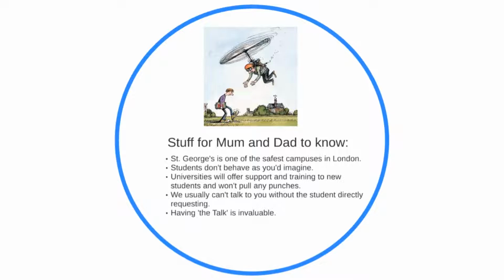Universities, and George's included, will offer support and training to new students and don't pull any punches. We do anti-racism training in our first week. We do anti-sexual violence training in our first week. We don't pull any punches about what our community is about or what sort of profession that folks are trying to get into. So that will happen in the first week to keep everybody safe, to introduce them to community and really get them thinking about what's going to come ahead.